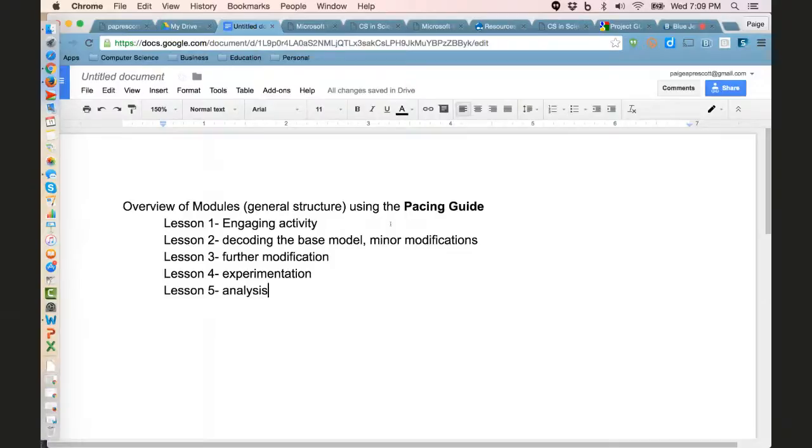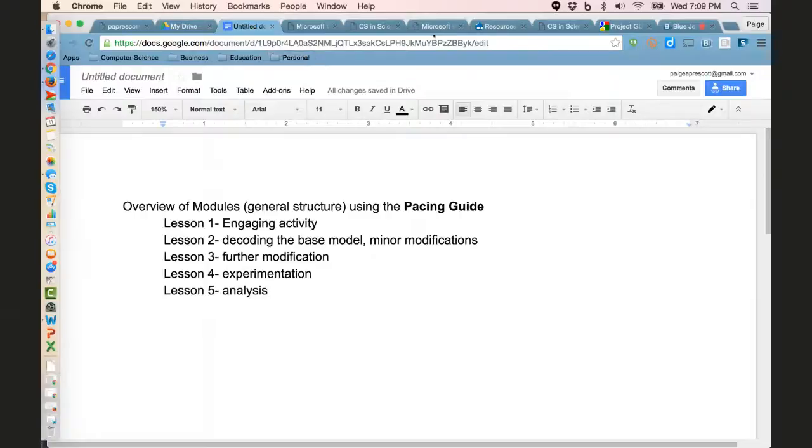And lesson 3 is further modification of that base model. Lesson 4 has experimentation that they start with. So that is the data collection, the instrumentation is what we call it, with the data boxes and graphs. And then after that is the analysis. So module 1 has a very unique structure because it's introductory and foundational, but our other content area modules all have a similar structure.